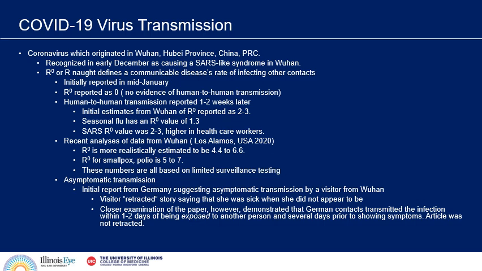A recent analysis within the last week or so from the Los Alamos facility in the US, looking at some of the data from Wuhan peripherally, felt that the R naught was more realistically estimated to be somewhere between 4.4 to 6.6. To give you reference for that, the R naught for smallpox, polio, is somewhere between 5 to 7. And these numbers are really all based on limited surveillance testing, as we know that there is probably a significant burden of asymptomatic disease states that occur with COVID-19.